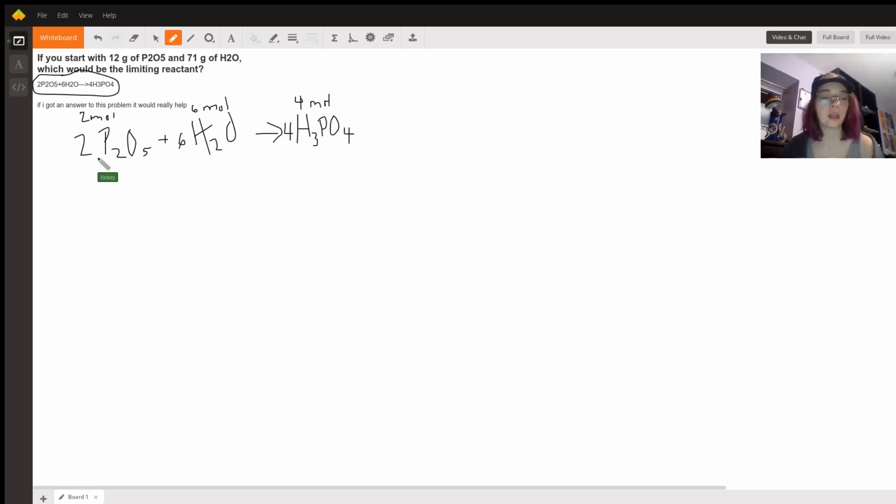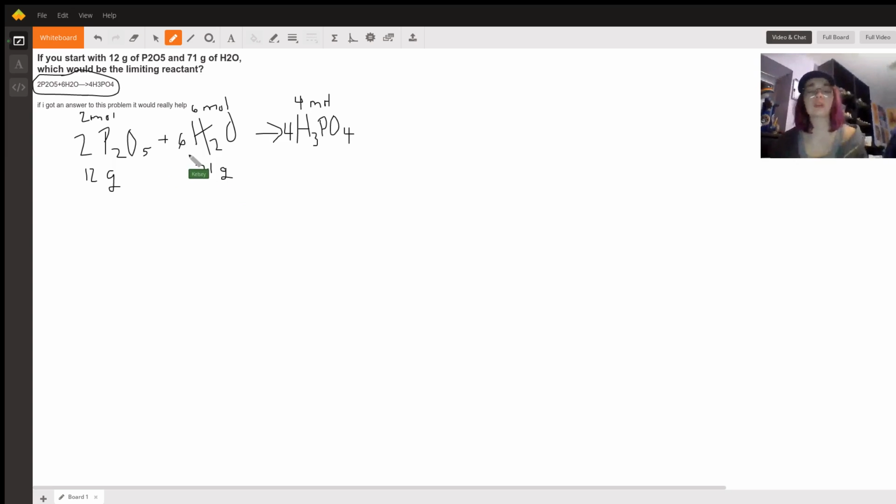So this question here is asking, if we start with specific amounts of these compounds, which one is going to be limiting? And what that means is if we put in 12 grams of this and 71 grams of this, which one is going to run out first? So the first thing we need to do is convert these grams into moles, because our recipe here is in terms of moles.